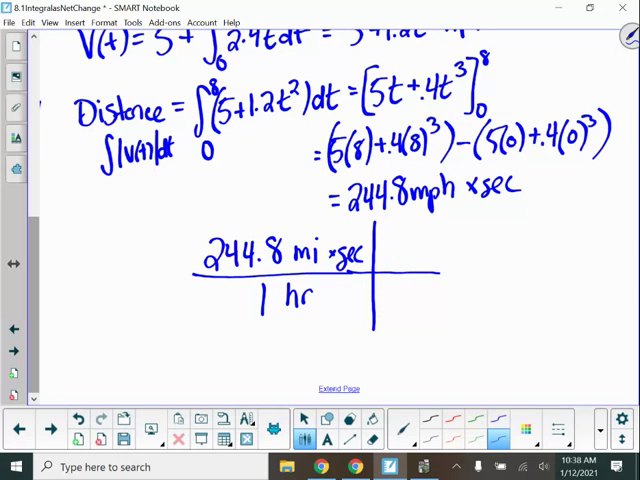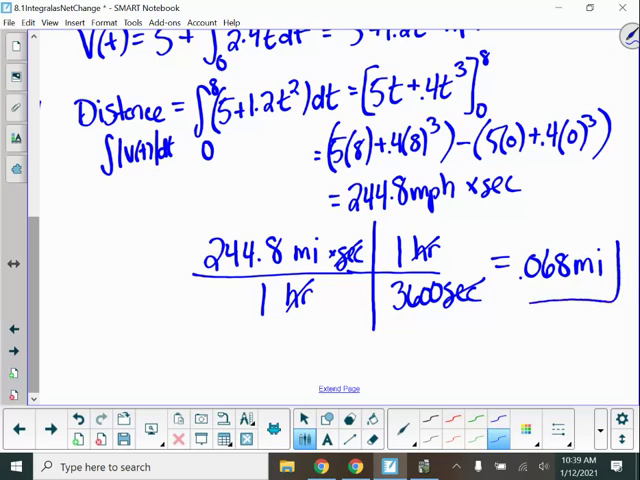Now, I don't want hours, I don't want seconds, but miles is a distance that I can use. So I want to multiply by some type of equivalent statement to get rid of the seconds and the hours. Well, I know that 1 hour is equal to 3,600 seconds. So that eliminates the hours and the seconds. So I have 244.8 divided by 3,600, which is going to be 0.068, and then miles is my unit. So at the end of the 8 seconds, the car traveled 0.068 miles.